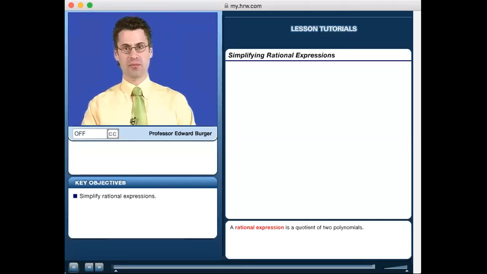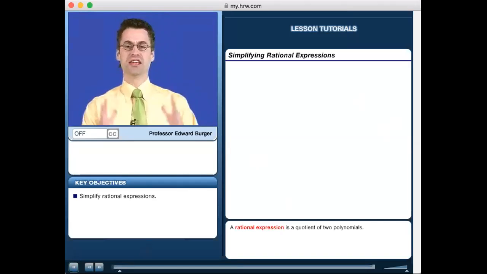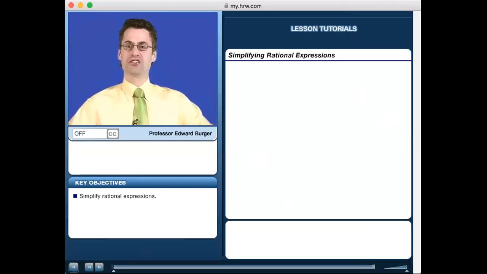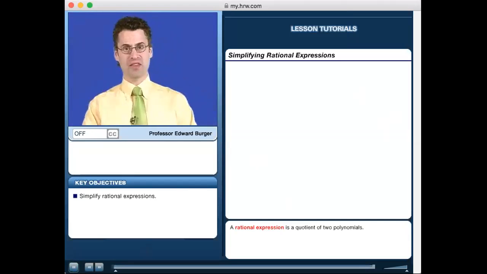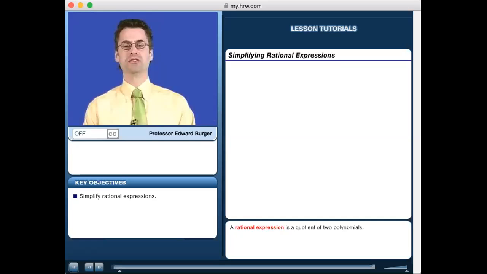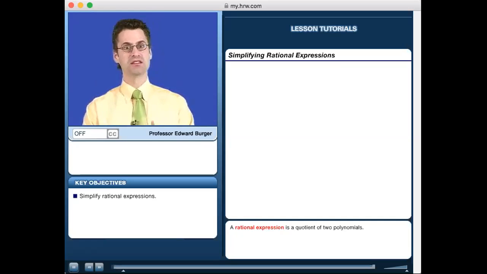Rational expressions occur all around us in mathematics, in science, in life. So it's important to be able to take a look at a rational expression and, when we can, simplify it.